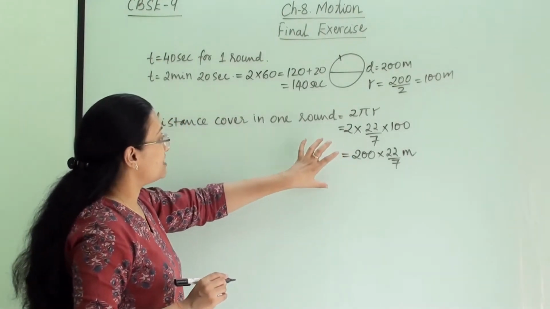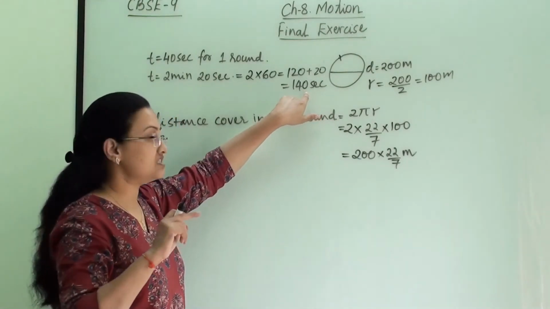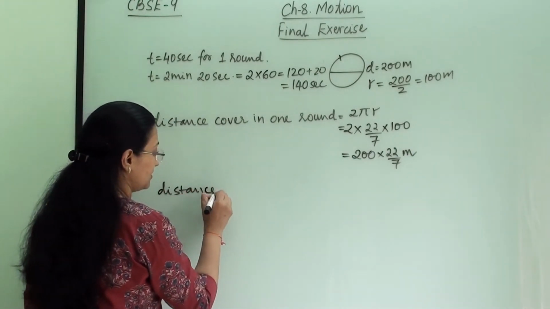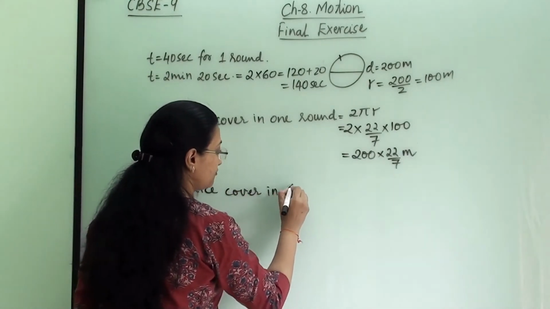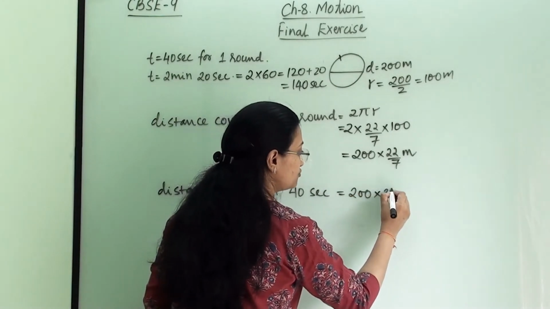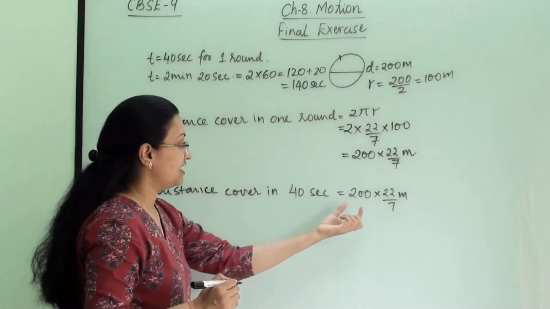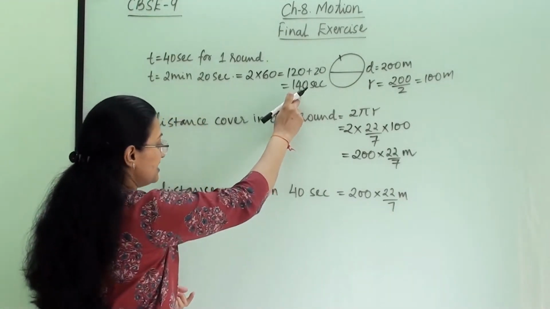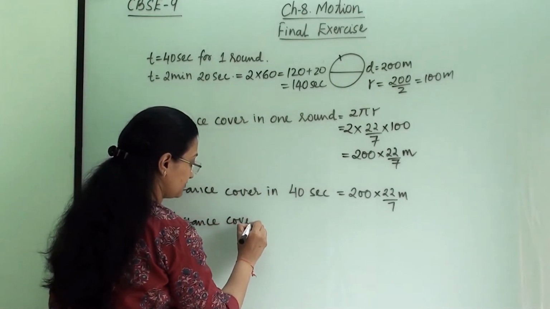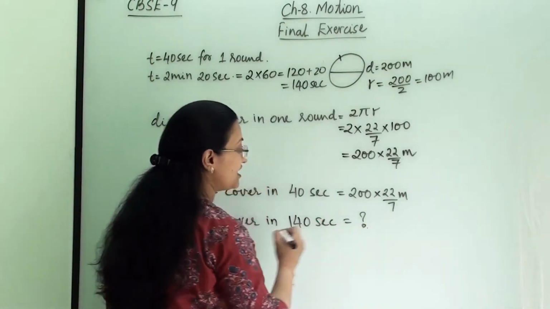Now we have to find out, if with the same speed he runs, then in 140 seconds how much distance he will cover. So distance covered in 40 seconds equals 200 into 22 by 7 meter. Why? Because in 40 seconds he takes one round and covers this much distance. So distance covered in 140 seconds is how much? That we have to find out.